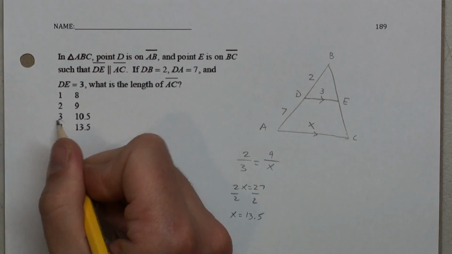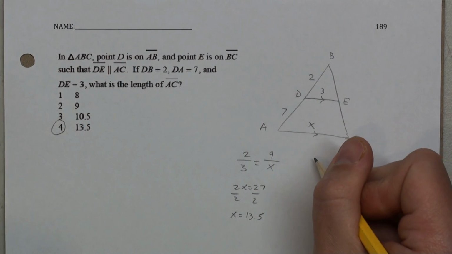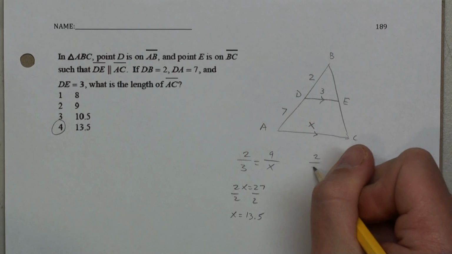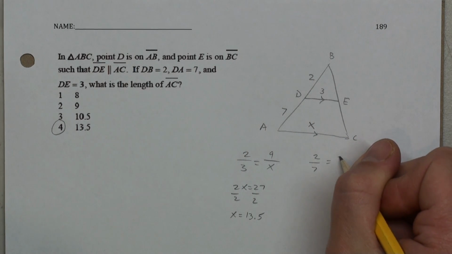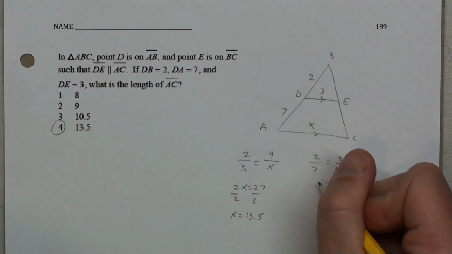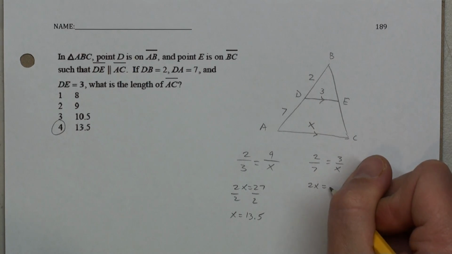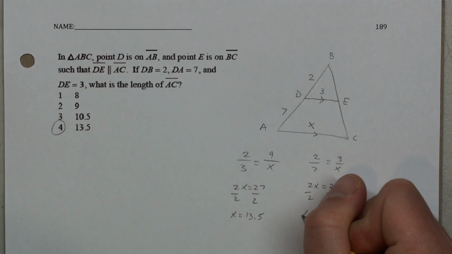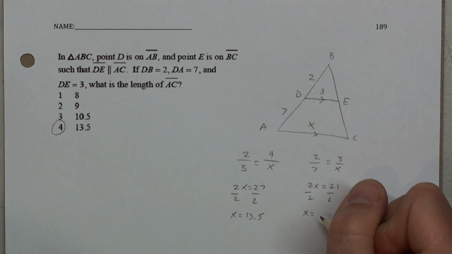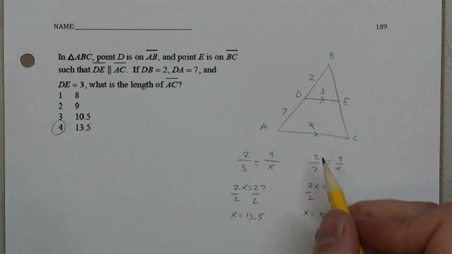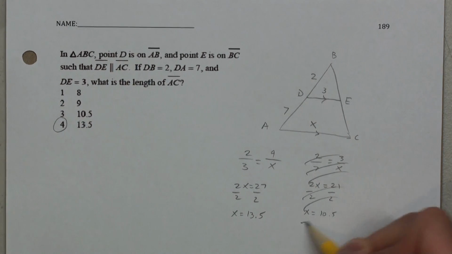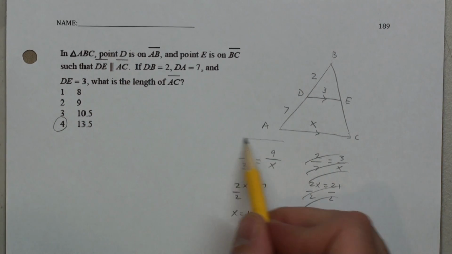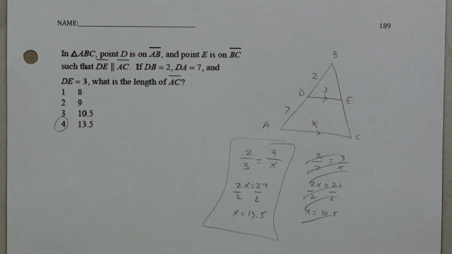Okay, I just want to try something else. I want to try 2 over 7 equals 3 over x. I would get 2x equals 21. And if I divide by 2, I would get x equals 10.5. So that's not the way to go. It's got to be done this way then.